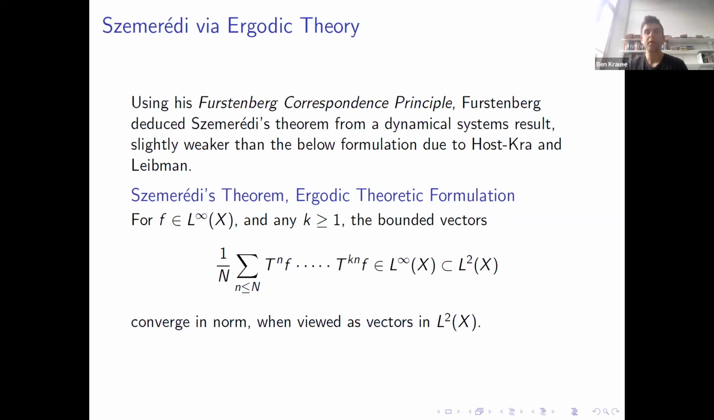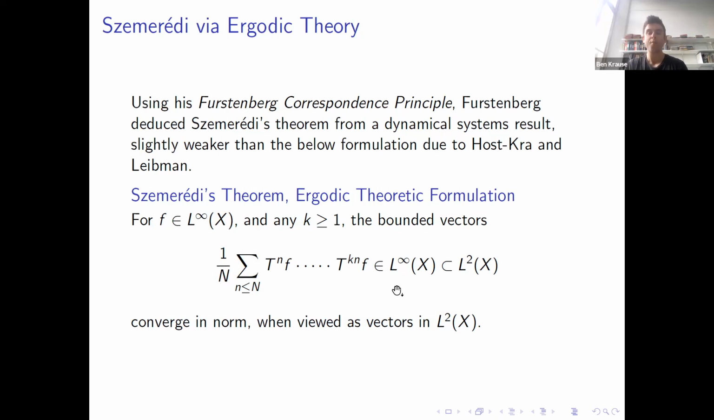So using a transfer mechanism from ergodic theory, Furstenberg deduced Szemerédi's theorem from a dynamical systems result, which is slightly weaker than the below formulation, but very, very similar. The statement is that for any bounded function f, and any k at least 1, if I look at this product, Tf, T²f, all the way up to Tᵏf, this product is bounded. So if I average in n, I stay bounded. So for each capital N, I get a bounded function.